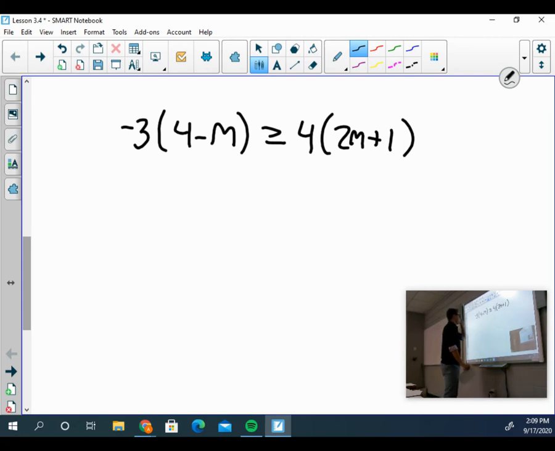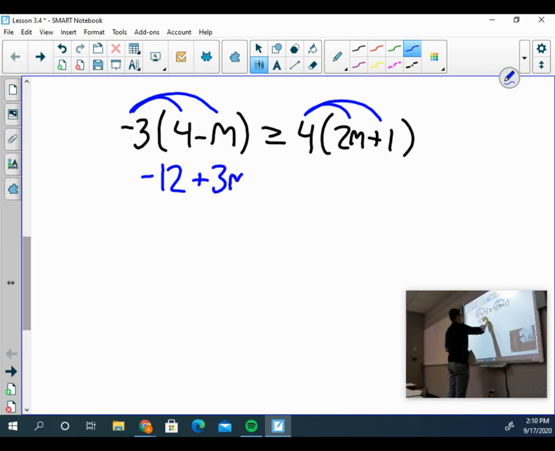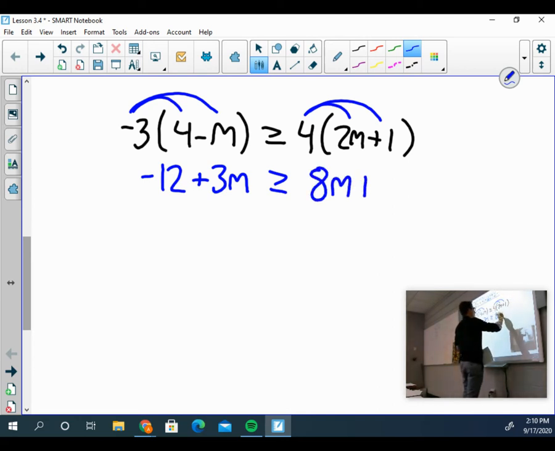So what am I looking for here? Well, I can't go ahead and move stuff because these parentheses are standing in the way. So what I must do, as I mentioned earlier, is simplify both sides before I can go ahead and isolate m. So I need to distribute on both sides of my inequality. When I do this, negative 3 times 4 gives me negative 12. Negative 3 times negative m gives me plus 3m. Distribute the 4 and I get 8m plus 4.